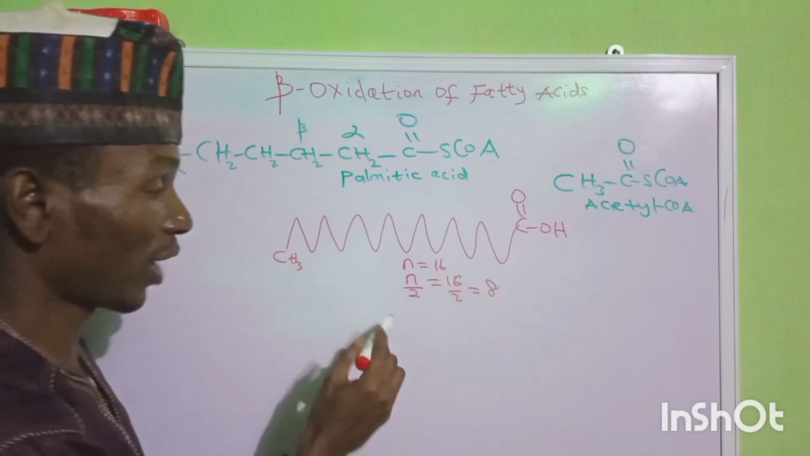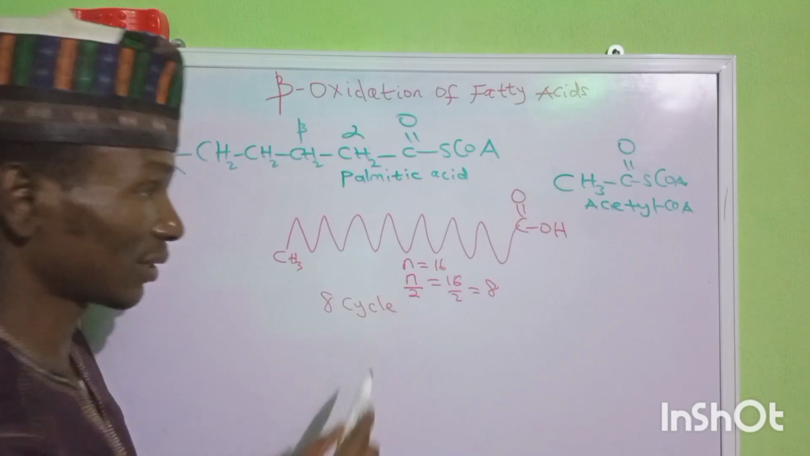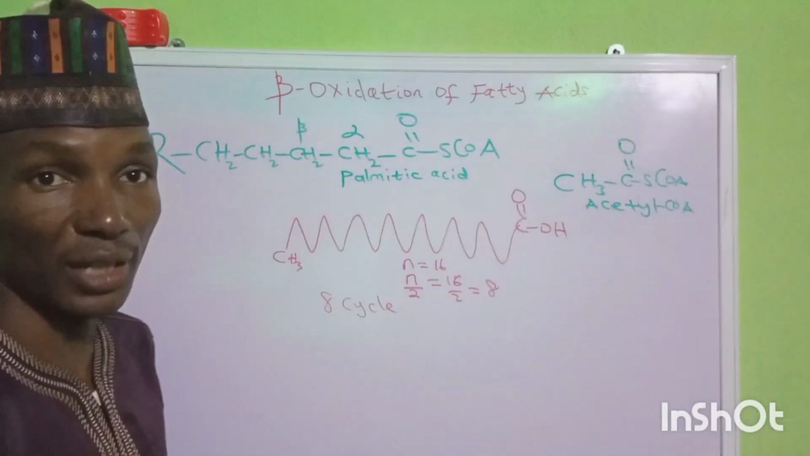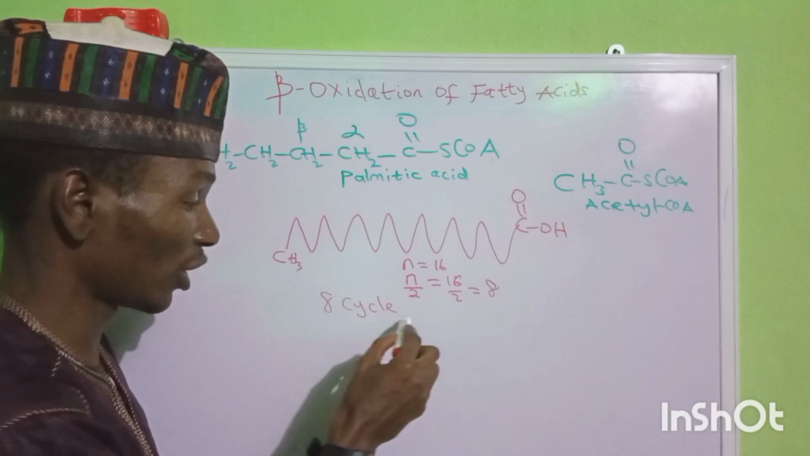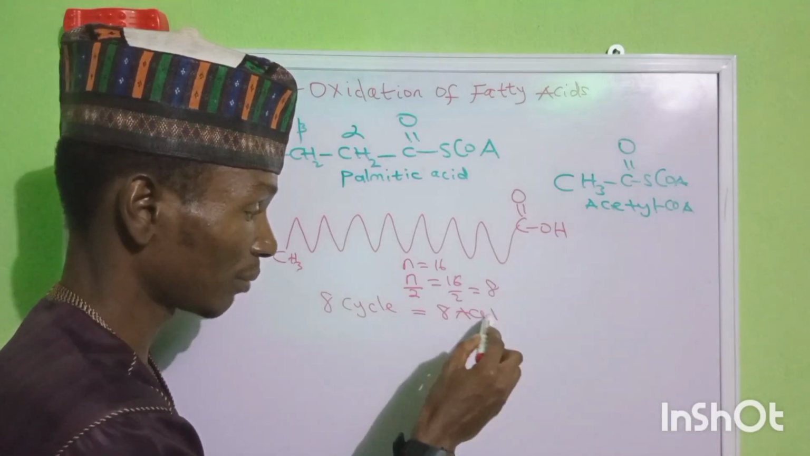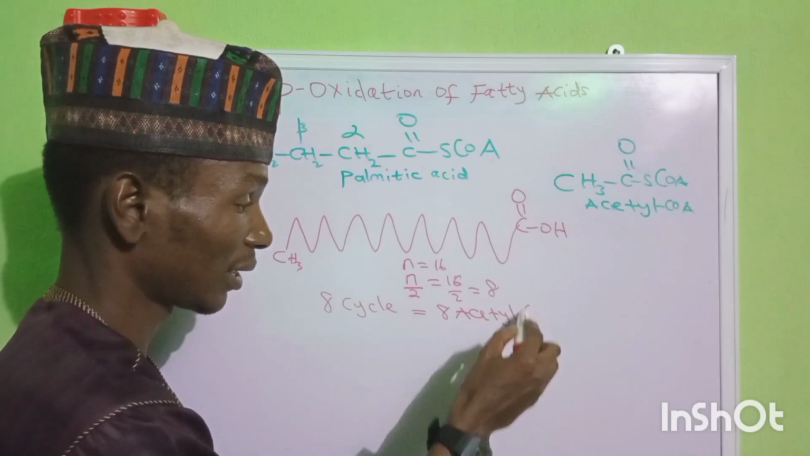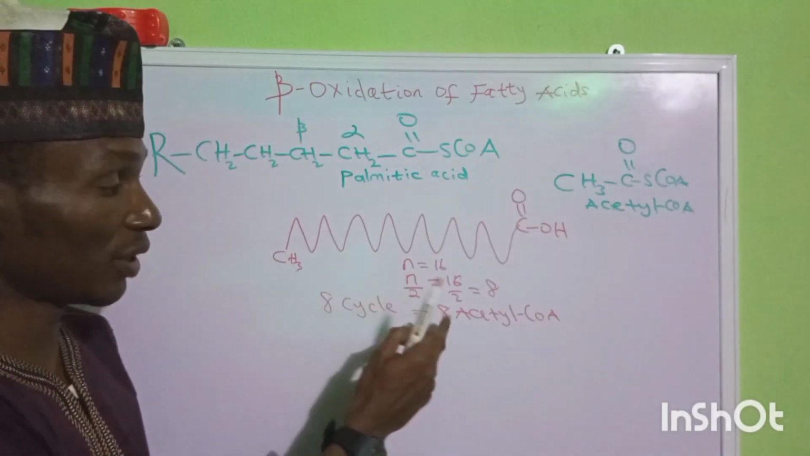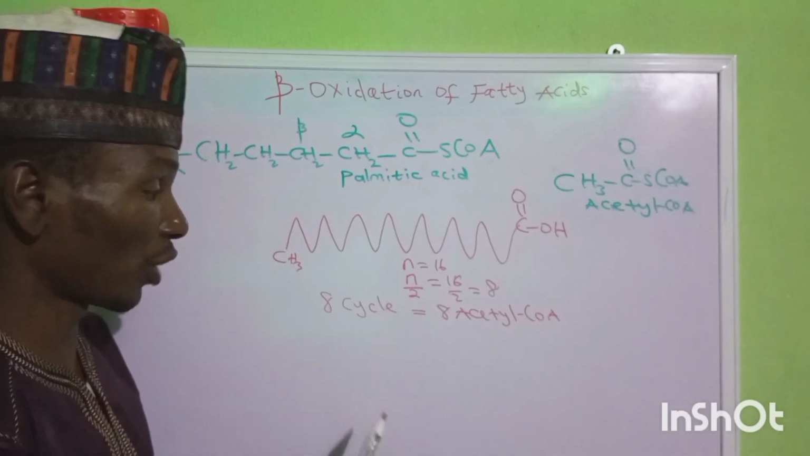So now we have 8 cycles of reactions that palmitic acid will go through to be completely oxidized through the beta oxidation process, and in these 8 cycles it produces 8 acetyl CoA, because the number of reaction cycles determines the number of acetyl CoA produced. So in the beta oxidation of palmitic acid, we have 8 acetyl CoA produced.